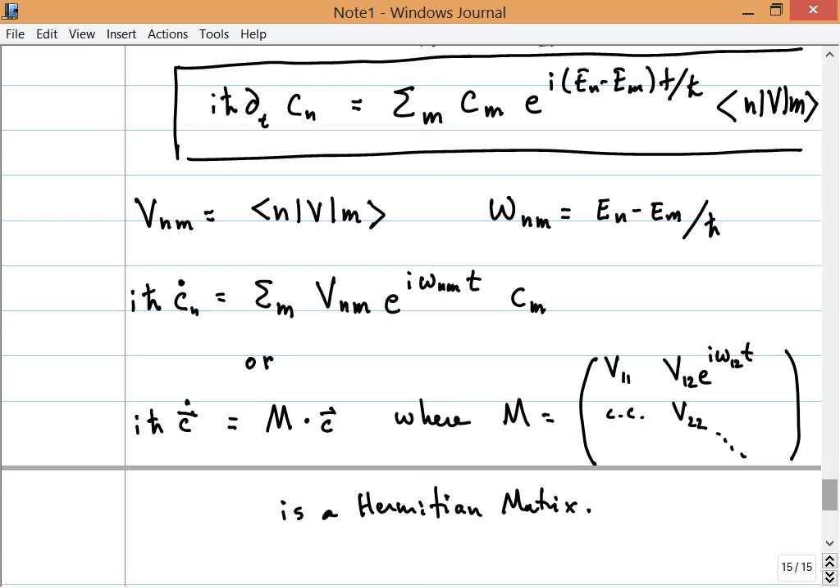Have you guys seen that before, Fermi's golden rule? I thought you hadn't seen time-dependent systems. Have you seen this before? No. In what context did you see Fermi's golden rule? Well, you weren't an undergrad here, of course. Okay. You saw it in modern physics. Interesting. Okay, good.